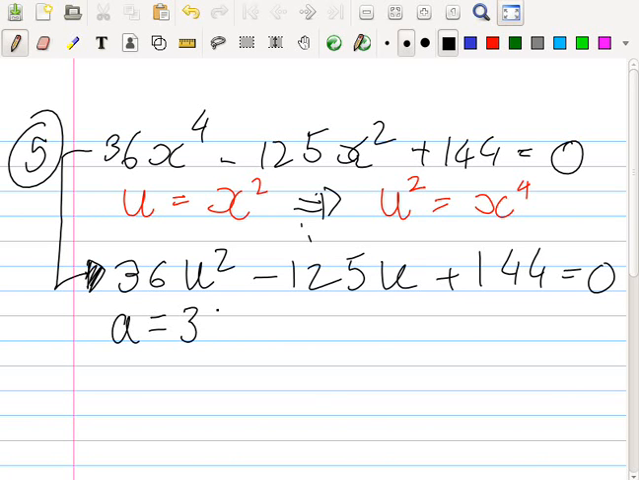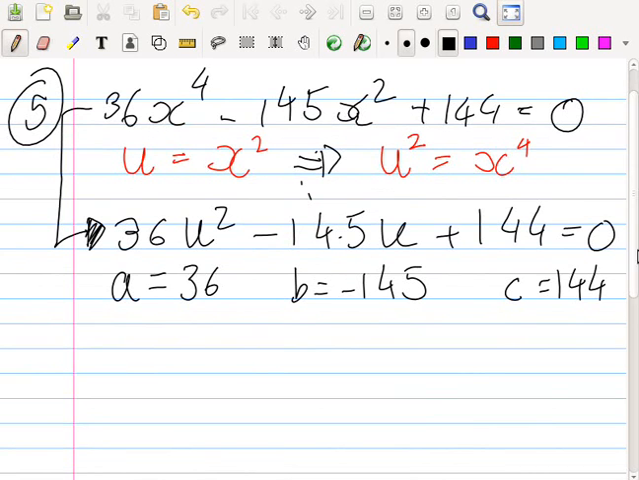A equals 36, B equals minus 125, and C equals... Did I write it down wrong? 145. Oh, 145, thank you. And then C is 144. Okay, what are the two answers you get here? On your calculator, if you put that into the formula, what did you get? 2 1/4 or 1 7/9.